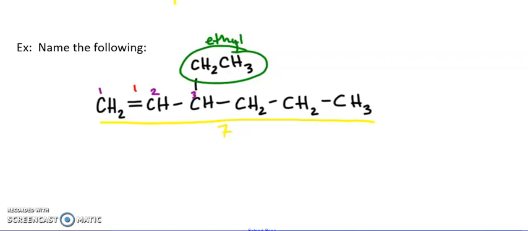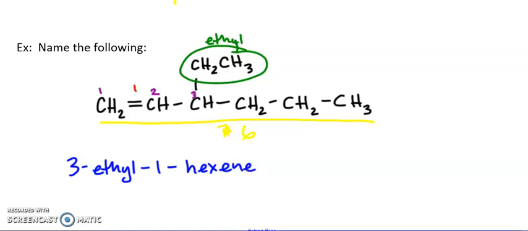All right, so we're going to start with our group. We've got an ethyl group off the 3rd carbon, so I've got 3-ethyl. Okay, then my double bond is at the 1 site. Oops, and this is 6, not 7, sorry. So hex- for 6. And the double bond makes it -ene.